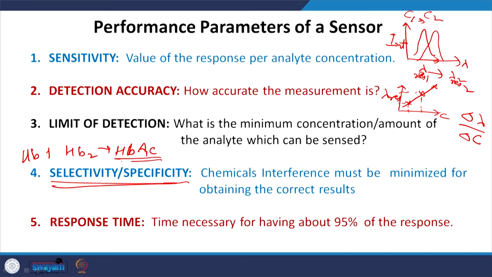If you want to detect Hb2, it does not show the presence of Hb1, it does not show any response. Then it is called the selectivity or specificity of the sensor. So, it is not a quantitative value, it is a qualitative response.